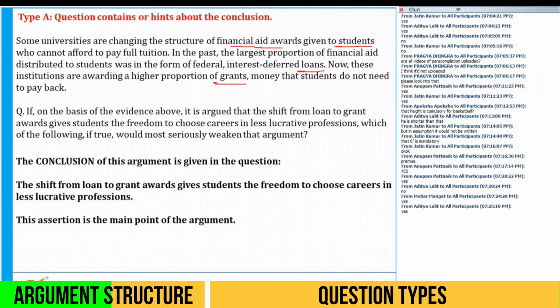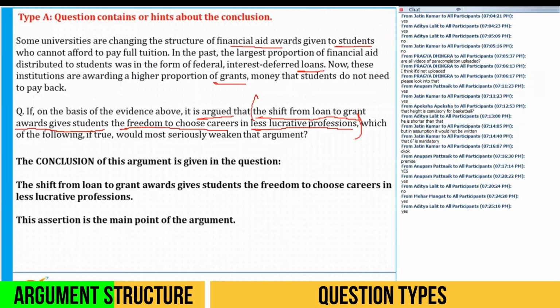Then the question is asking you, on the basis of the evidence above, it is argued, means it is concluded. So he's now going to tell you what the conclusion is. It is concluded that the shift from loans to grant awards gives students the freedom to choose careers in less lucrative professions. Which of the following, if true, would most seriously weaken that argument? So over here is the conclusion.